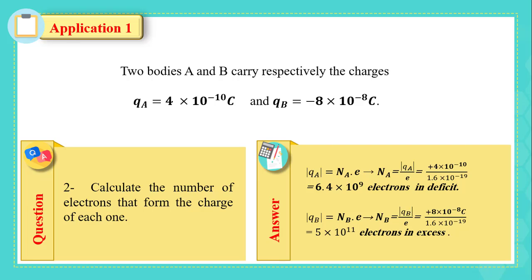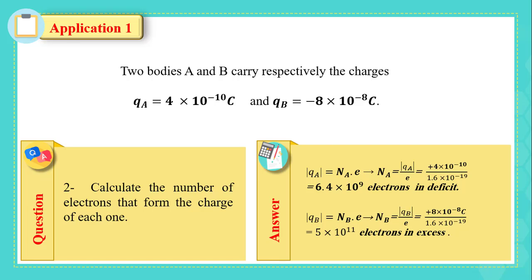And for QB, NB equal QB over e. So we also substitute the numbers: 8 times 10 power minus 8 coulomb over 1.6 times 10 power minus 19. The answer will be 5 times 10 power 11 electrons in excess. And be careful about the absolute value in this case. Here, we insert an absolute value for each one in order to prevent a negative value for NA and NB, because the number of electrons can't be negative.